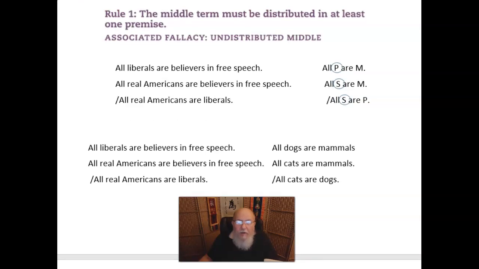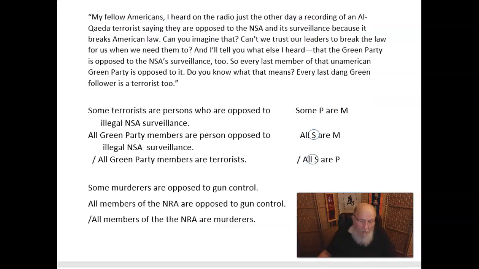But you can also just think about class inclusion here to understand what's going on. It's almost a common sense thing. Just because every one of the liberals is a believer in free speech doesn't mean they're the only ones who believe in free speech. Believers in free speech could be a much broader category than liberals. Indeed, there are many conservatives and libertarians who believe in free speech. All kinds of people believe in free speech, and they don't have to be liberals to do so.